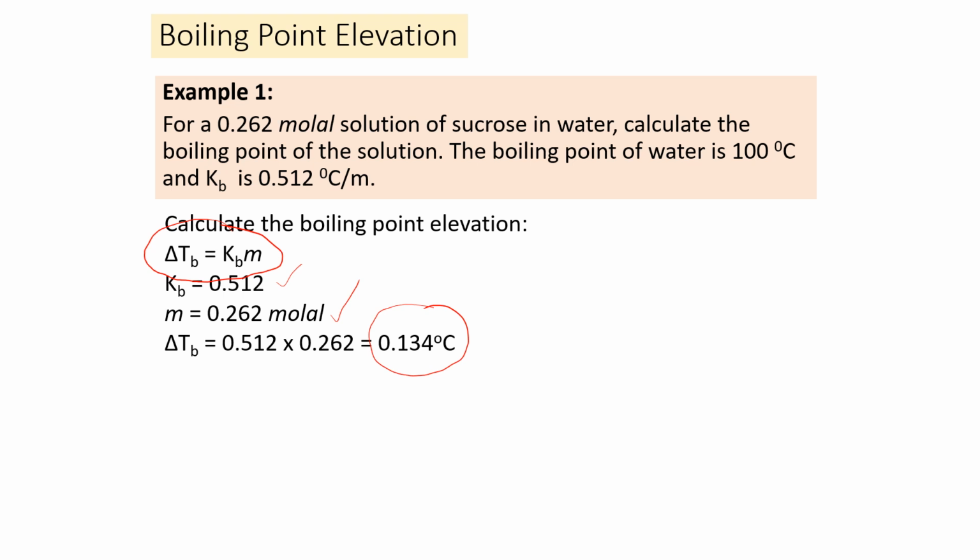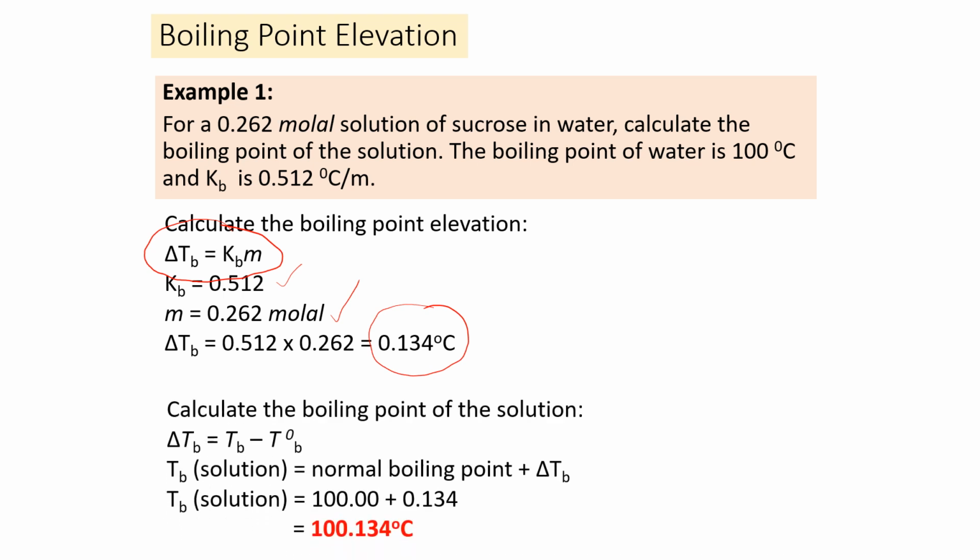The change in temperature is 0.134 degrees C. And then next, we need to calculate the boiling point of the solution. Since we already have this value, we can find the boiling point. We also have the normal boiling point here, which is 100 degrees C. So we just need to substitute the values into the formula. We get the boiling point of the solution, Tb, equals 100.134 degrees C.